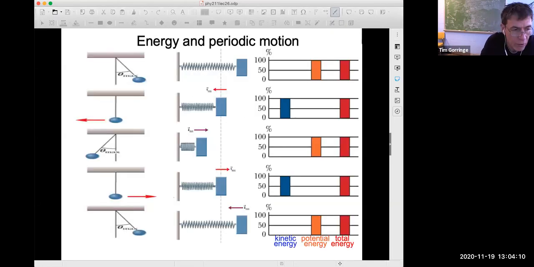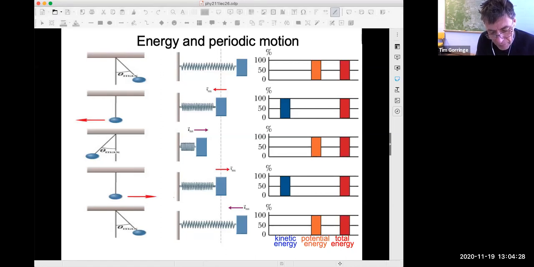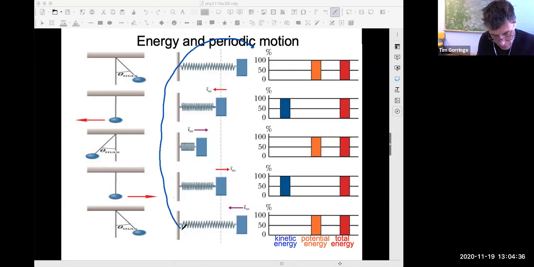I just want to remark on energy, and I'm going to talk a little bit about energy in periodic motion again. So in the prior class, we talked about energy in periodic motion for the mass on the spring. And now I'm going to mention energy in periodic motion for the mass on the string or the pendulum. So look, here in the middle, this is the mass on the spring. So this is something from last class.